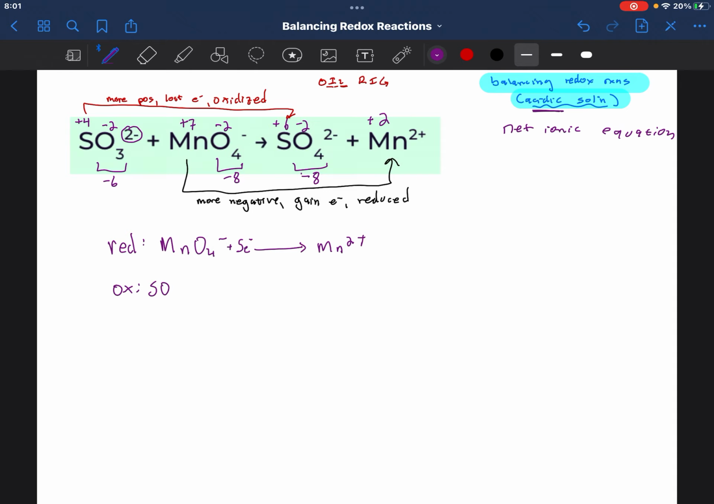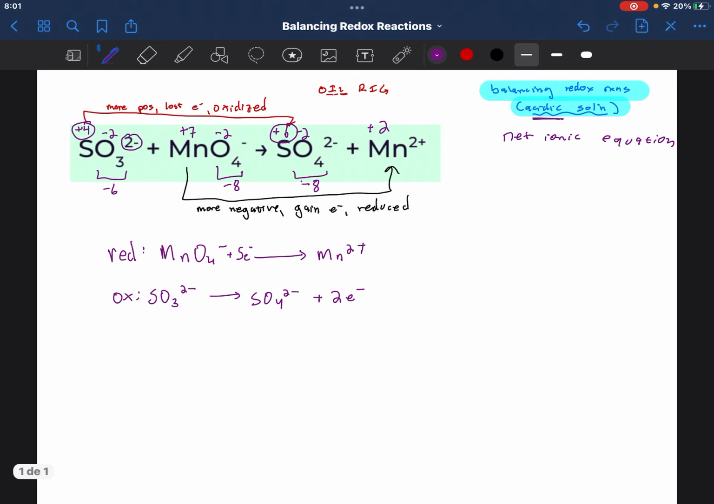Oxidation, SO3 2- yields SO4 2-. Remember, I went from +4 to +6. That means I lost 2 electrons for the charge to change by 2. And I show that on the other side of the equation. So here are my half reactions. If you're not sure how I got these, pause the video, go back, watch, ask questions in the homework document. Make sure you know how we got these half reactions before we move on.